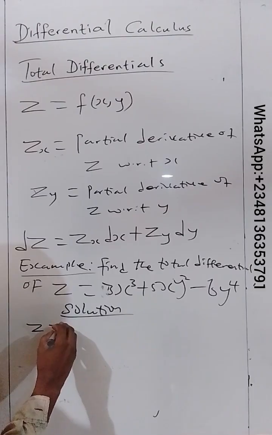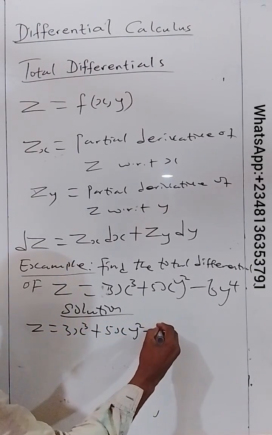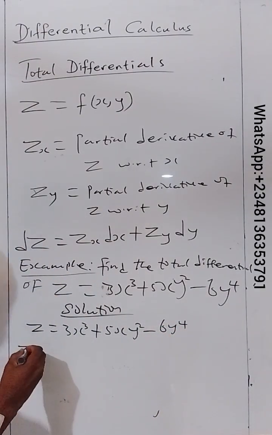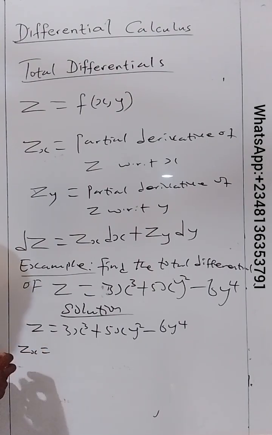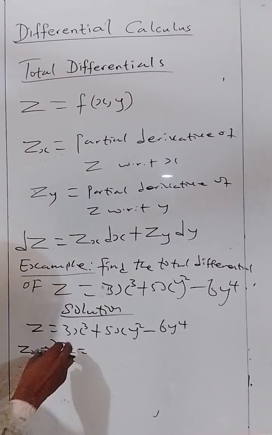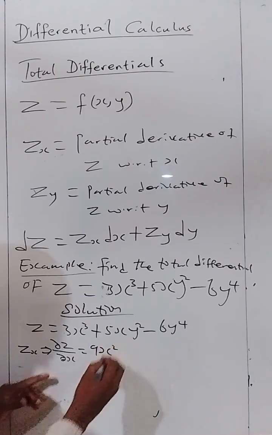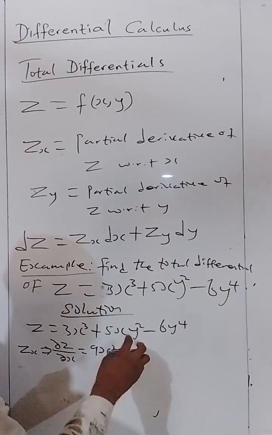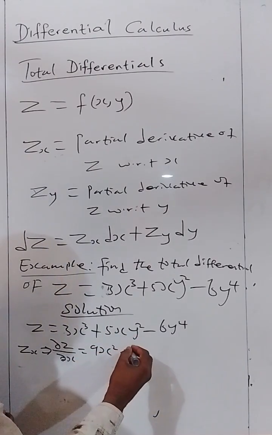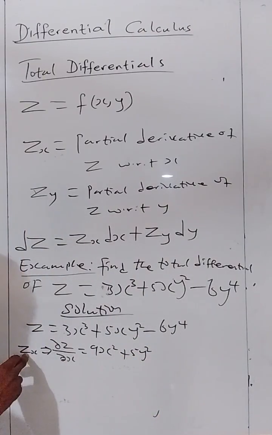So here is the function z equals 3x raised to the power 3 plus 5xy squared minus 6y raised to the power 4. The partial derivative of z with respect to x will be equal to, for this function, we differentiate with respect to x, so we have 3 times 3, we have 9x squared. Then plus, we differentiate with respect to x, so x will go, that will be 1, 5 times 1 times y squared, we have 5y squared. This is the partial derivative of z with respect to x.